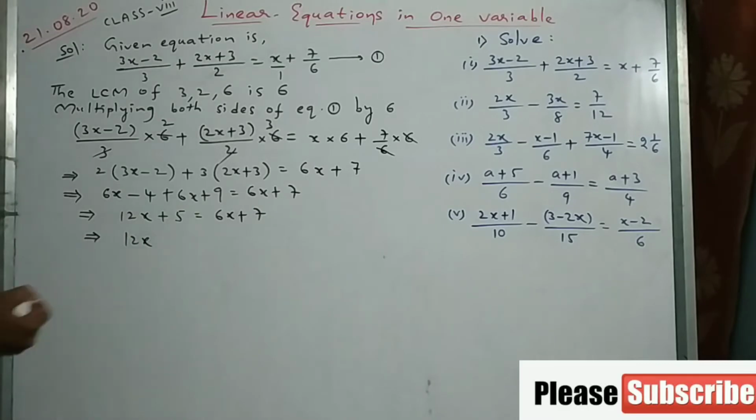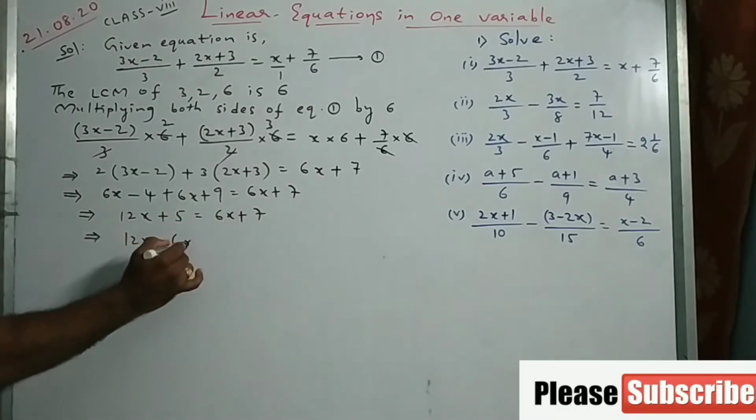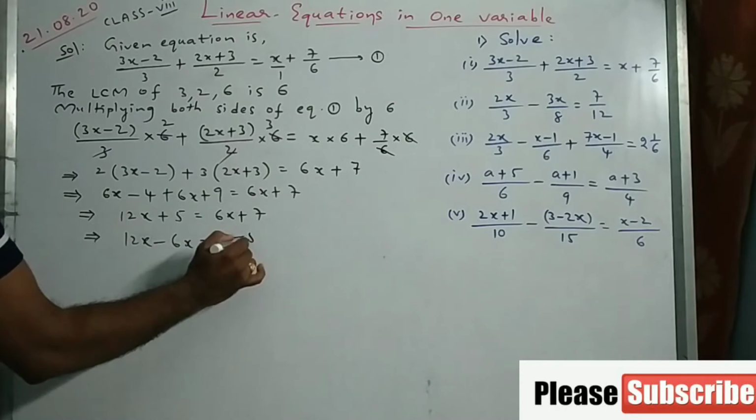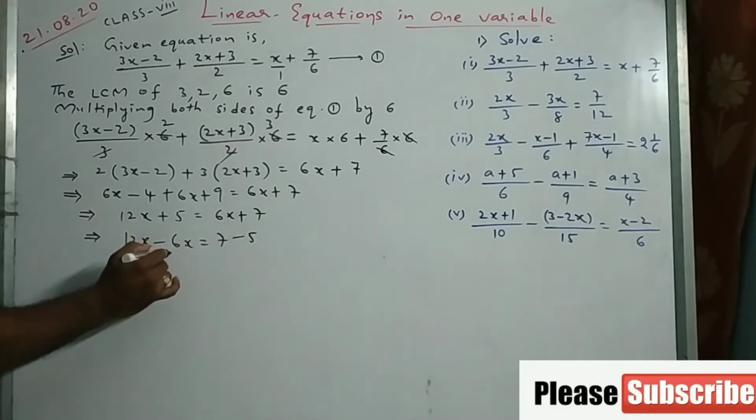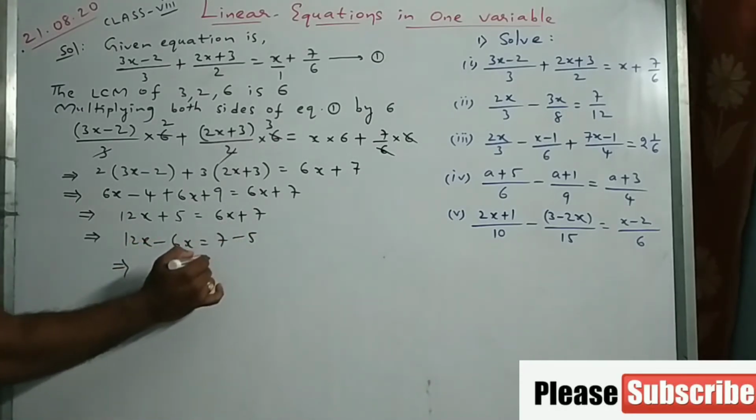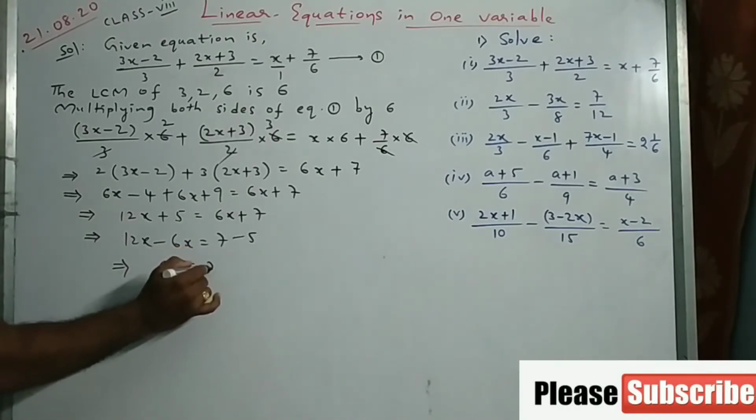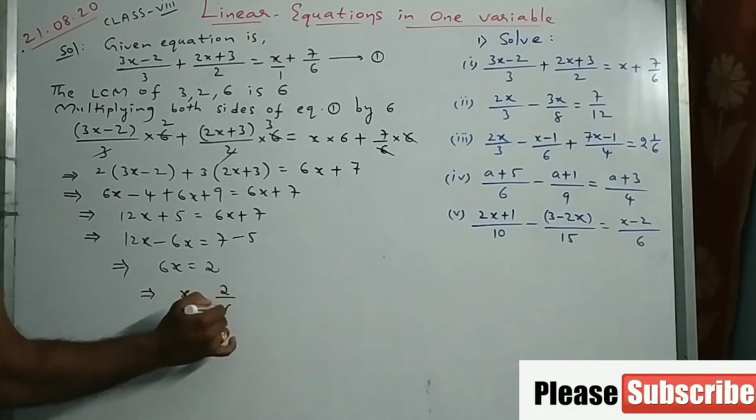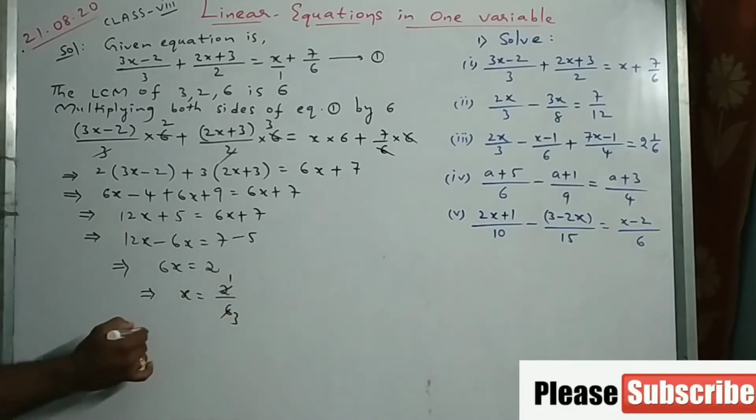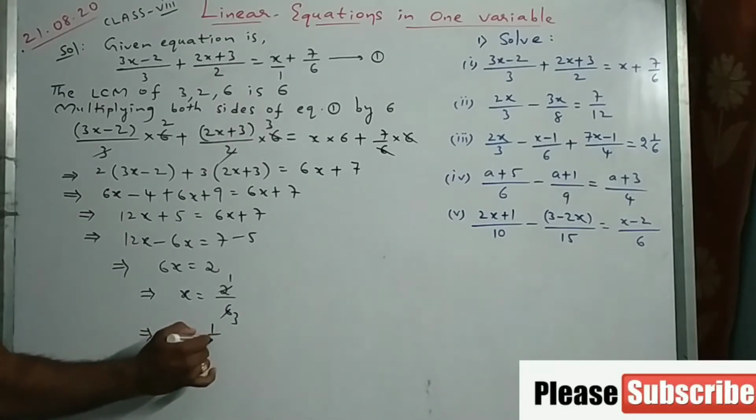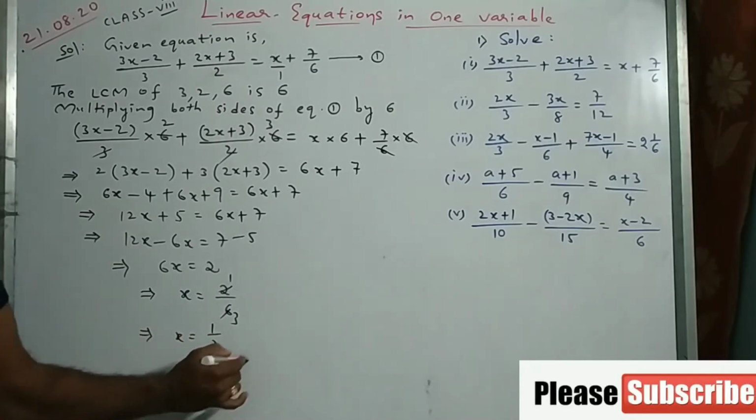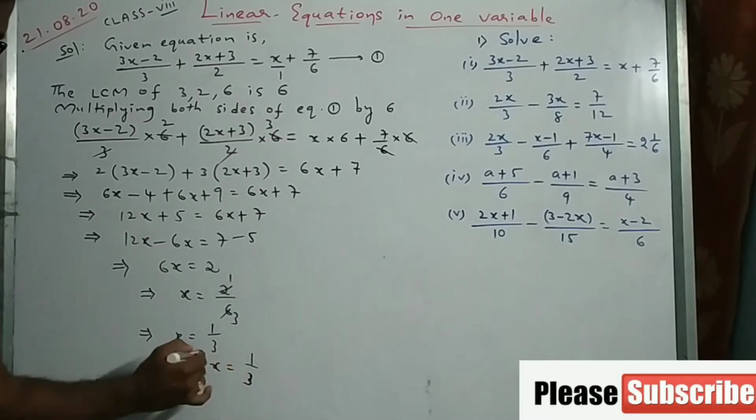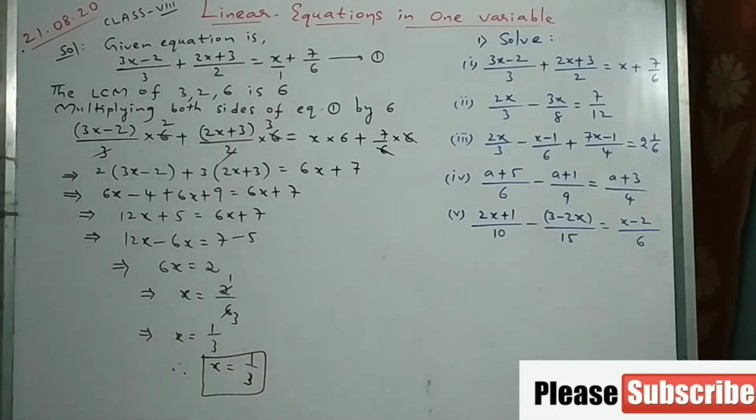12x, now transpose plus 6x this side, minus 6x, 7 plus 5 will be minus 5. So 12x minus 6x is 6x and 7 minus 5 is 2. So x equal to 2 upon 6. 2 1s are, 2 3s are. So x value how much? 1 by 3. Therefore the value of x is 1 by 3. So this x value will satisfy the given equation. That is the solution for first one.